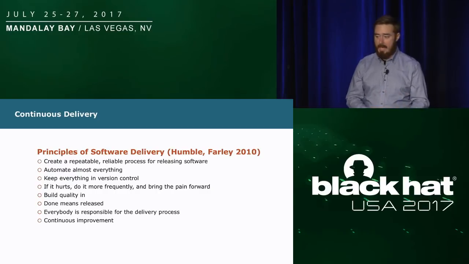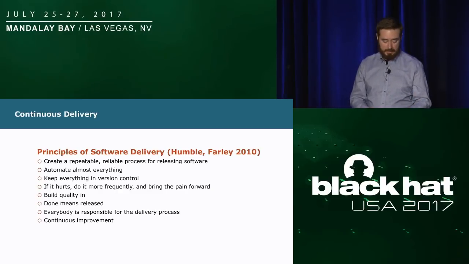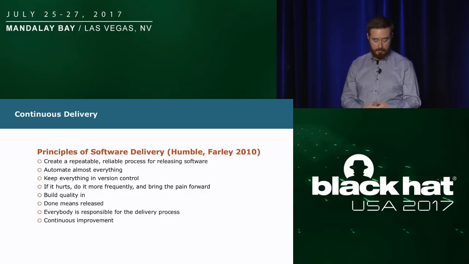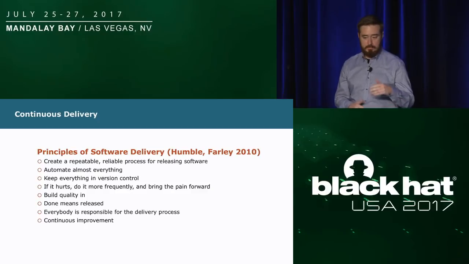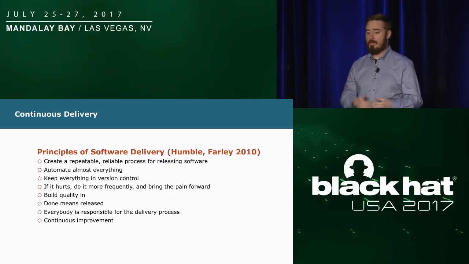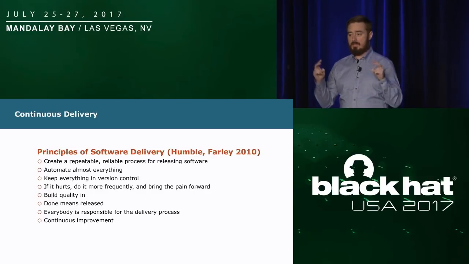So what does it mean to have this continuous software delivery process? You need to adopt several key practices. Build a repeatable, automated, reliable process for releasing software. Automate absolutely everything. Everything must be version controlled. You should adopt practices where if something is painful, like previously deploying to production was a painstaking operation, you move it forward, bring the pain forward to make it more efficient. By deploying to production every day, you make it more seamless and build quality throughout the process. And the only time you mean done is when it's actually released to 100% of your users, when it's rolled out.